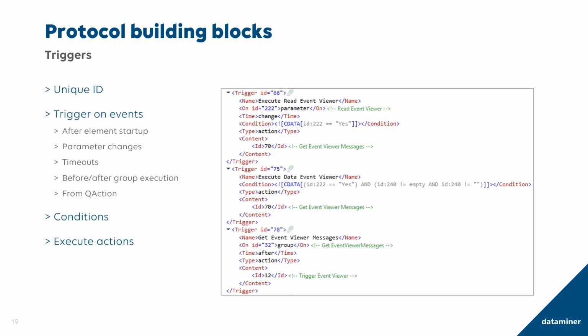So let's first have a look at triggers. There are a huge amount of combinations that you can have and that you can trigger on. For example, you can have a trigger after startup of your element, on parameter changes, on timeouts, before or after groups, there are all of them. So here you have some examples. In case parameter 222 changes, this trigger will go off. Here, after group 32 is executed, this trigger will go off.